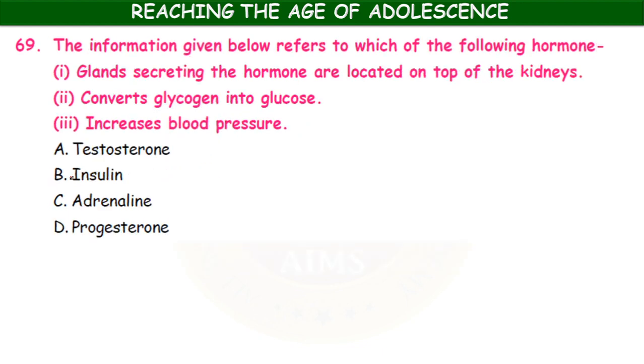The information given below refers to which of the following hormones? Glands secreting the hormone are located on the top of the kidneys. Convert glycogen into glucose. Increase blood pressure. Testosterone, insulin, adrenaline, progesterone. So actually adrenaline, no doubt, but this one is not related to adrenaline. So this is related to glucagon, pancreas. The remaining statements 1 and 3 are related to adrenaline.